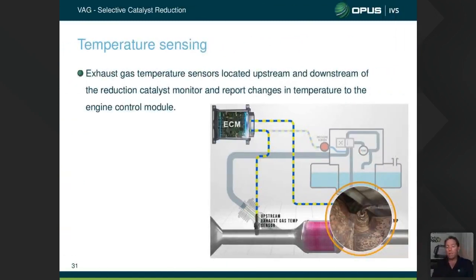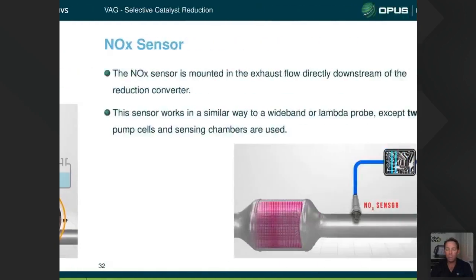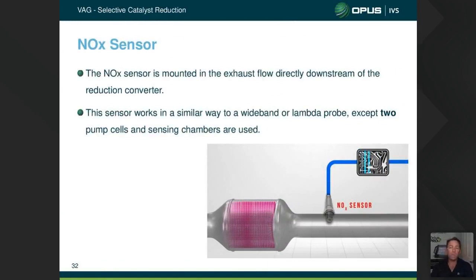So to keep it within that range, we have to have some sort of temperature sensing. Exhaust gas temperature sensors located upstream and downstream of the exhaust catalyst, or the reduction catalyst, monitor and report changes in temperature to the engine control module. Right, so there's our upstream and our downstream sensor. Really similar to what you might see in a DPF system.